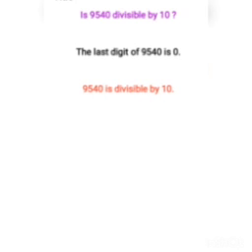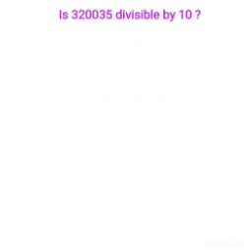Even if I take a bigger number, like 320035, is it divisible by 10 or not? I just need to look at the last digit, which is 5 in this case. If the last digit is 5, the number is not divisible by 10. So this number is not divisible by 10 because in this number the last digit is not 0. If the last digit is 0, then the number is divisible by 10.